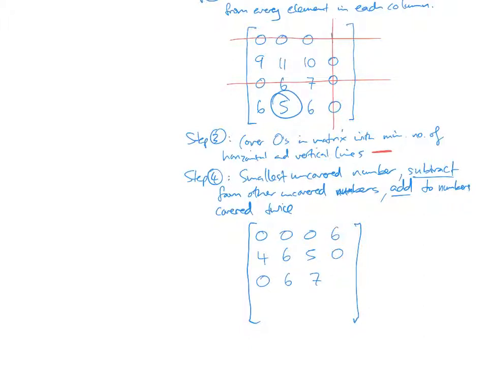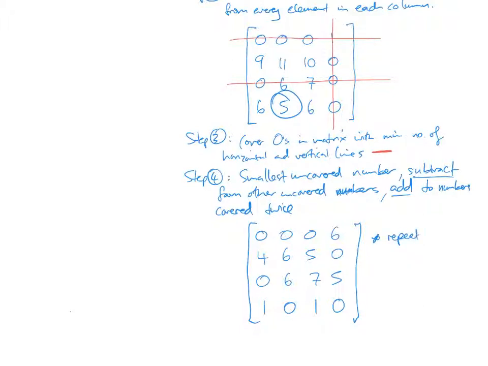I add the 5 to double covered numbers, so 5. Uncovered numbers I take 5 from, so 1. 5 take 5 is 0. 6 take 5 is 1, and I don't do anything with that. So step 4 has been done. Now I go back and repeat step 3. Cover zeros in the matrix.